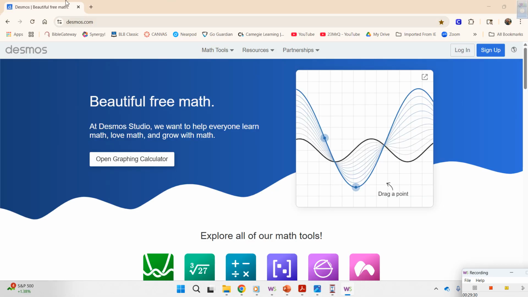All right. So in Desmos.com, you are here. From there, open up where it says here, open graph calculator.